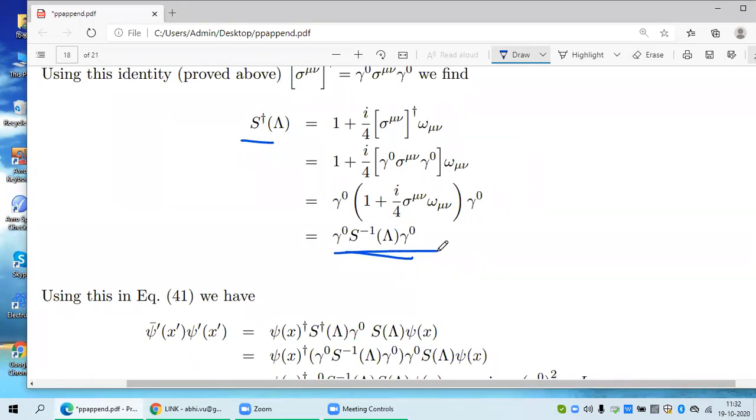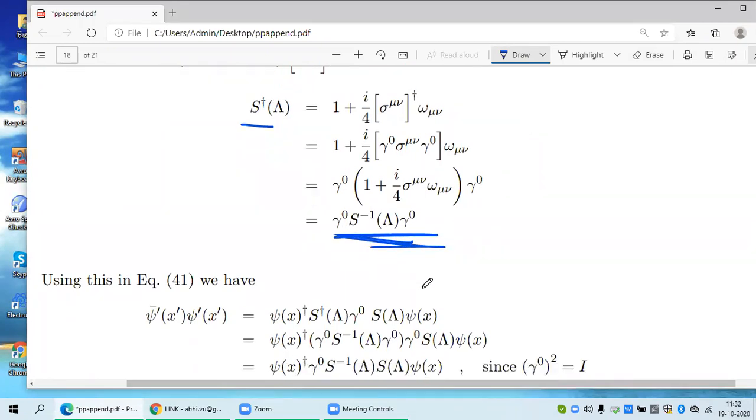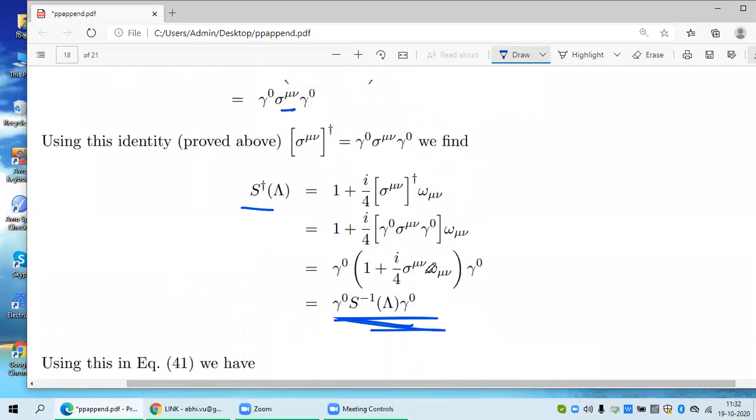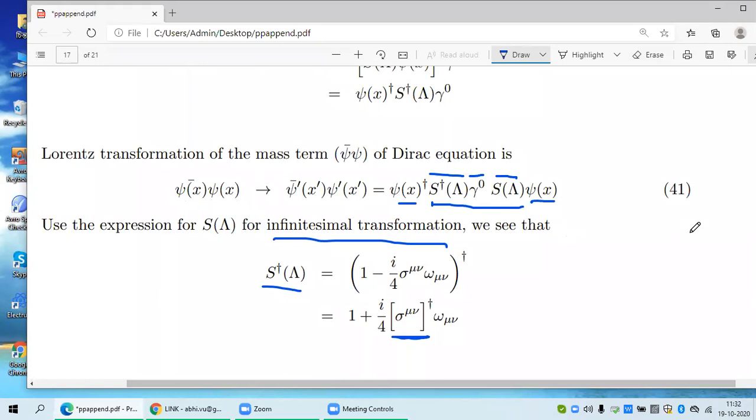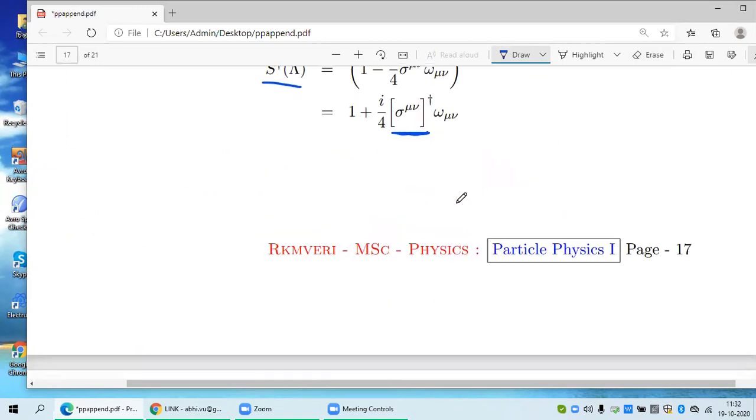So S dagger is this. Okay. Therefore, we are in a position to check this. Look at this equation 41. Here I can now see what it is because I know S and I know S dagger.